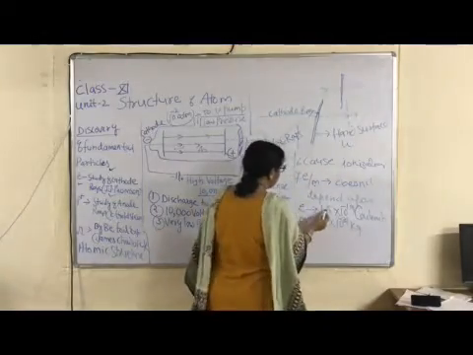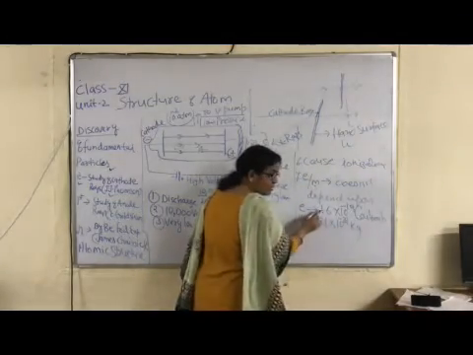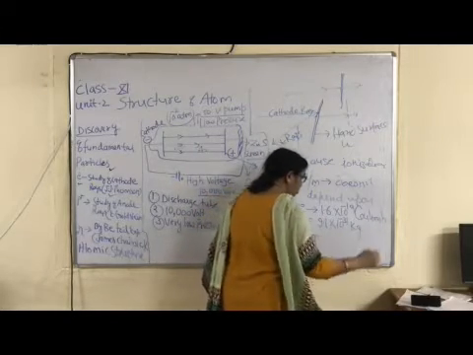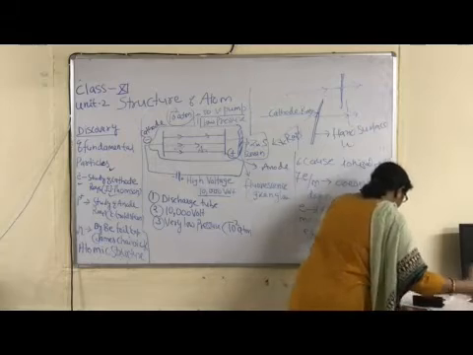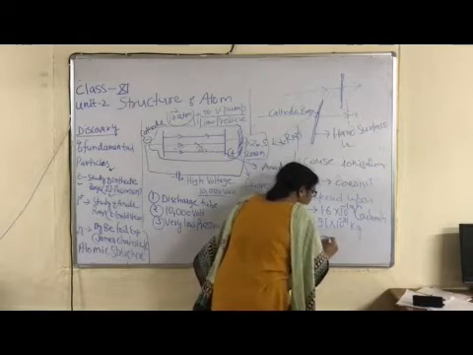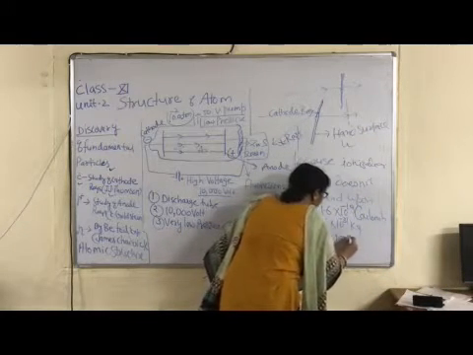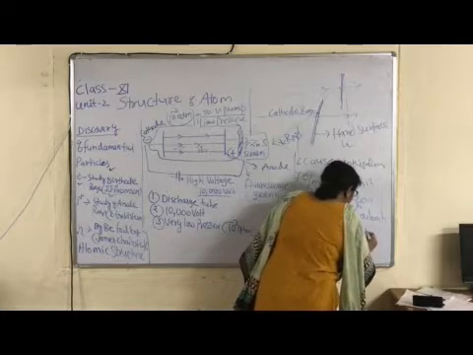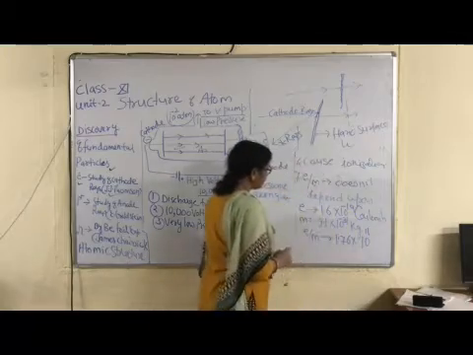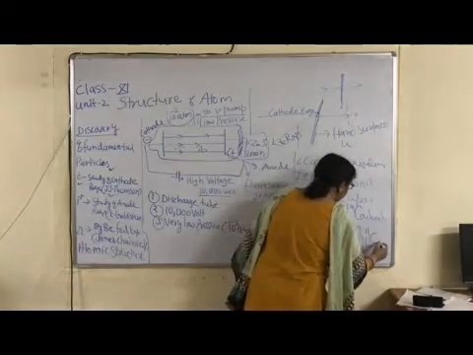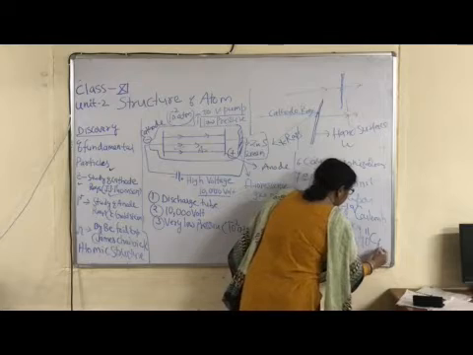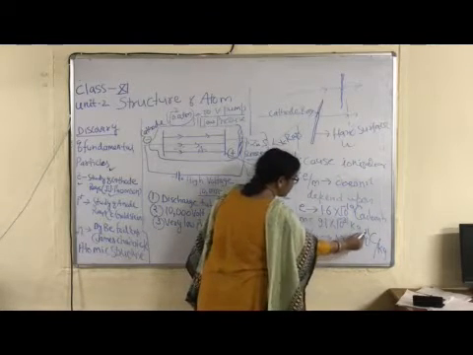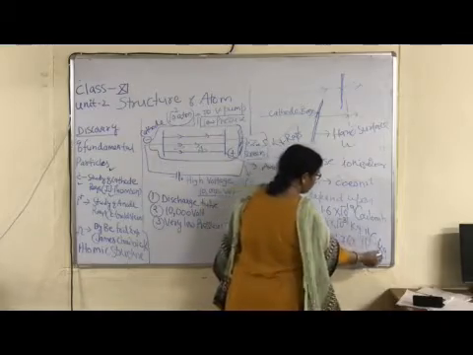So what is the ratio of this and this value? One constant divided by another constant gives a new constant. So the e/m ratio of the cathode ray is equal to 1.76 into 10 raised to the power 11, coulomb per kg. And in terms of gram, it is 1.76 into 10 to the power 8 coulomb per gram.